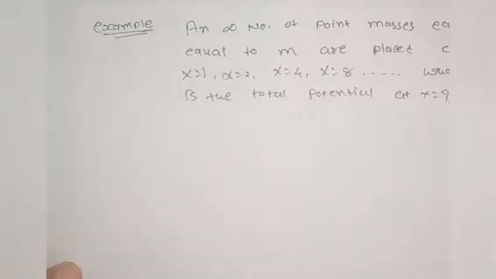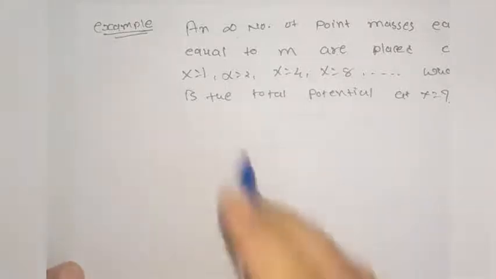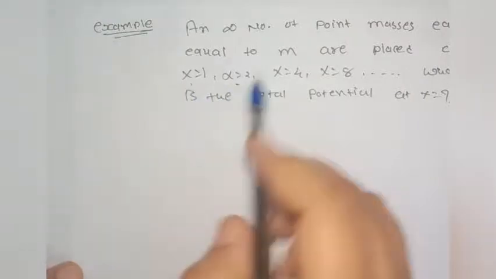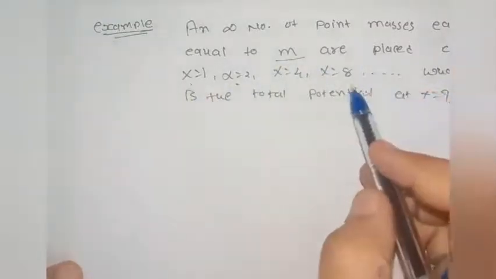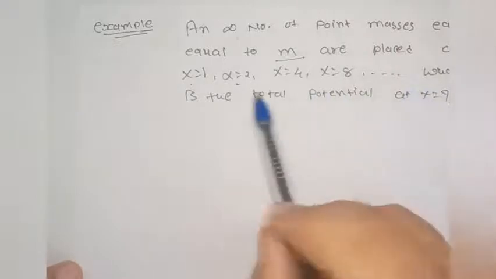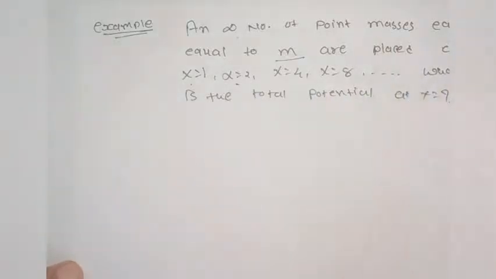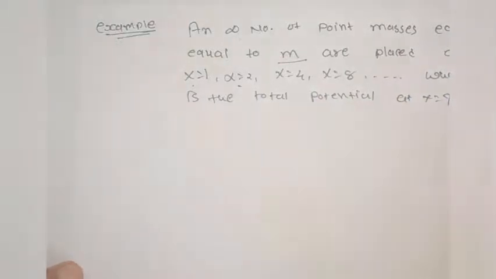In this example, an infinite number of point masses, each equal to m, are placed at x equal to 1, x equal to 2, x equal to 4, x equal to 8 and so on. We want to find the total potential at x equal to 0.